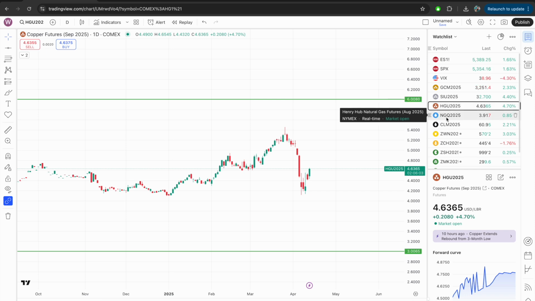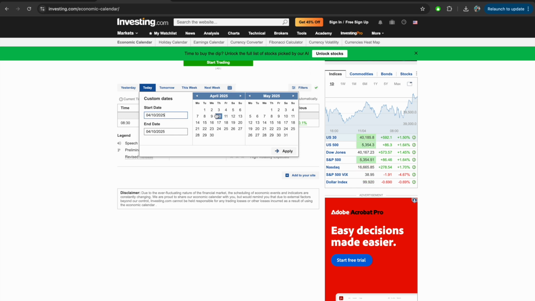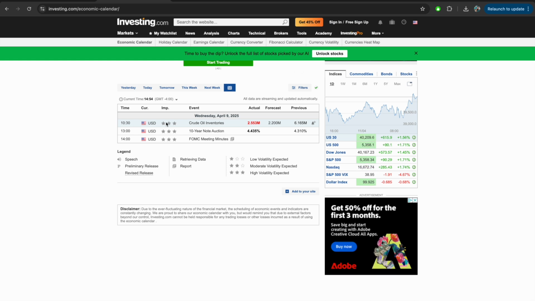Now, we have natural gas and crude oil. For crude oil, there are weekly inventory reports. Usually it's on Wednesdays, at 10:30 in the morning Eastern time, and this report can definitely affect the price of crude oil. Usually it doesn't, unless there's something really drastic in the actual versus the forecast. But again, usually not a big deal.